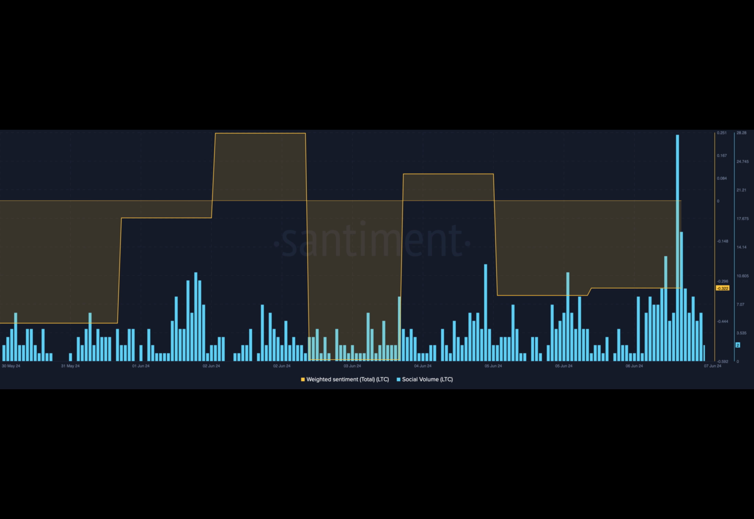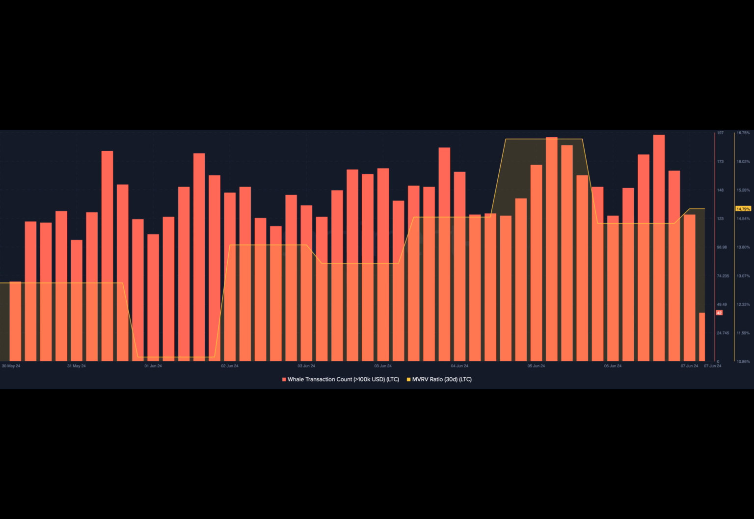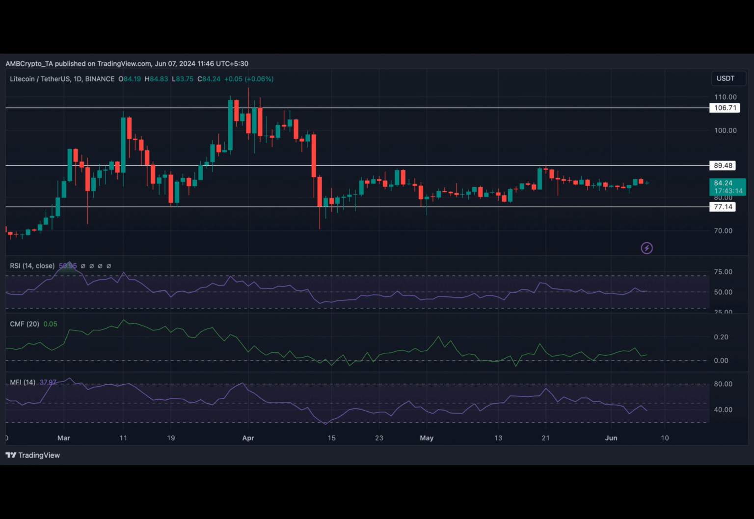And we then took a look at Litecoin's daily chart to better understand what to expect. In order to touch $120, it is crucial for LTC to go above its resistance at $89.48. A successful breakout above that level could allow LTC to reclaim $106 before it reaches $120.